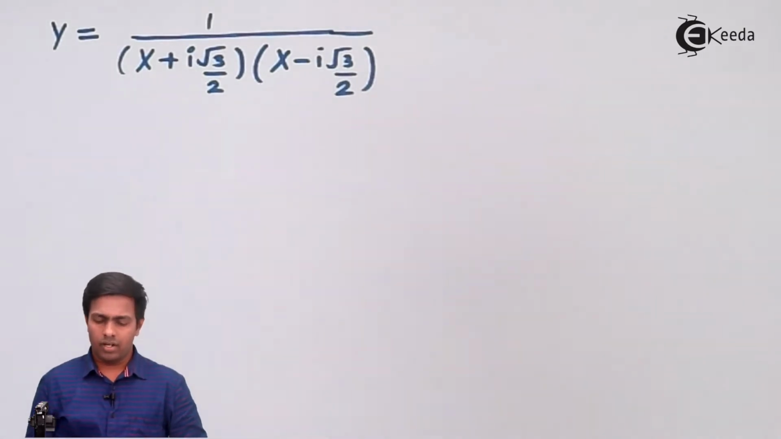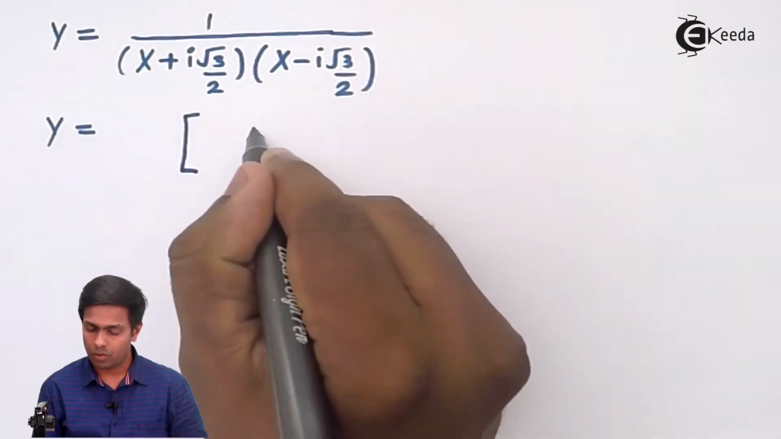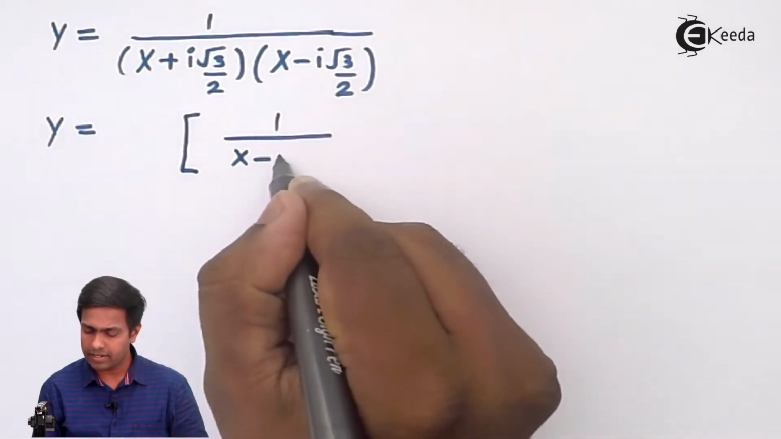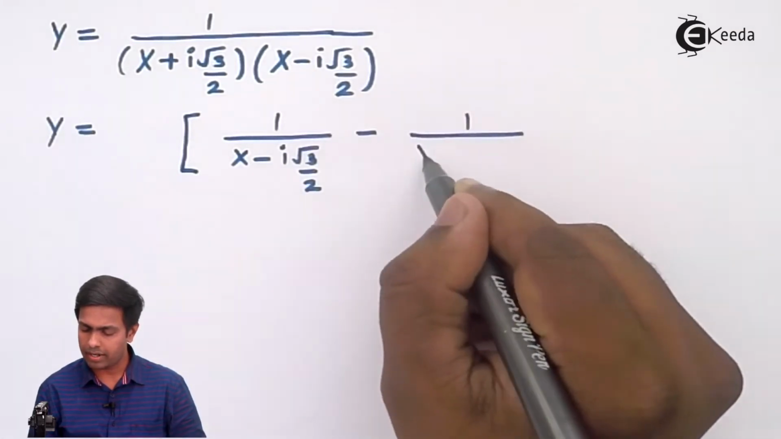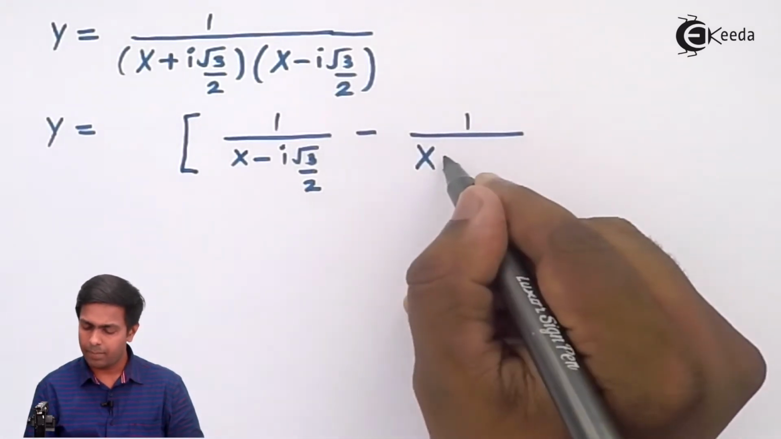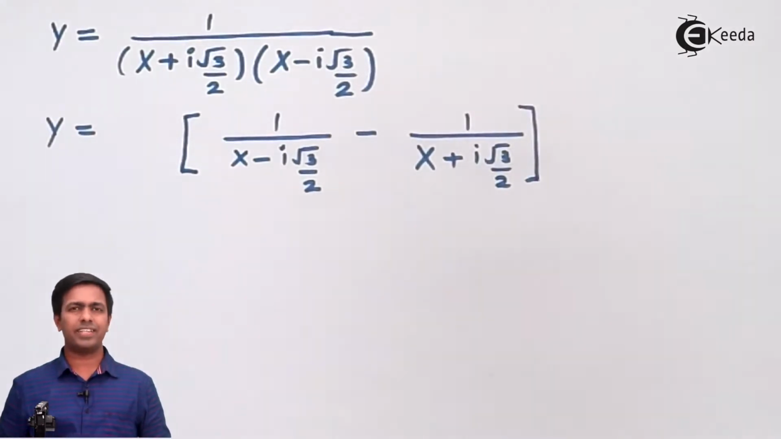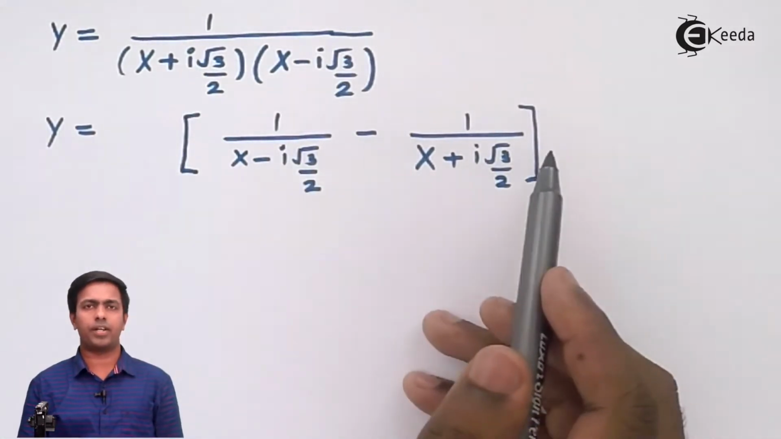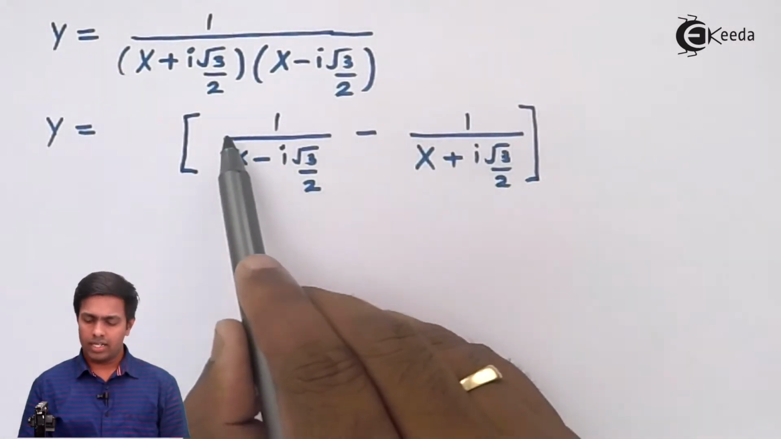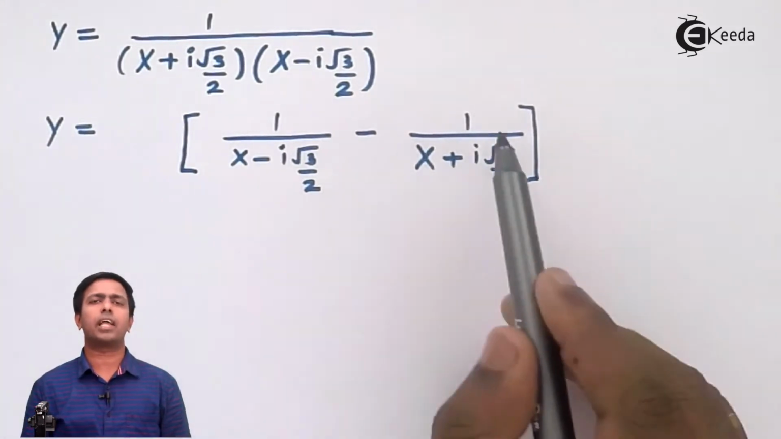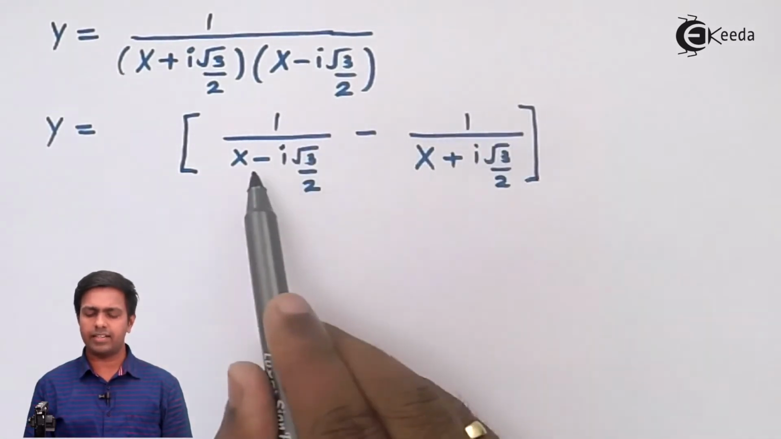So here I'll say y equal to, in the bracket, 1 upon x minus i root 3 by 2 minus 1 upon x plus i root 3 by 2, where this x is capital X. So guys, what I did is I've written these two terms here in the denominator separately. Now we know that if I take LCM of this bracket, then we should get this term back. So guys, for LCM we multiply crosswise and then in the denominator.